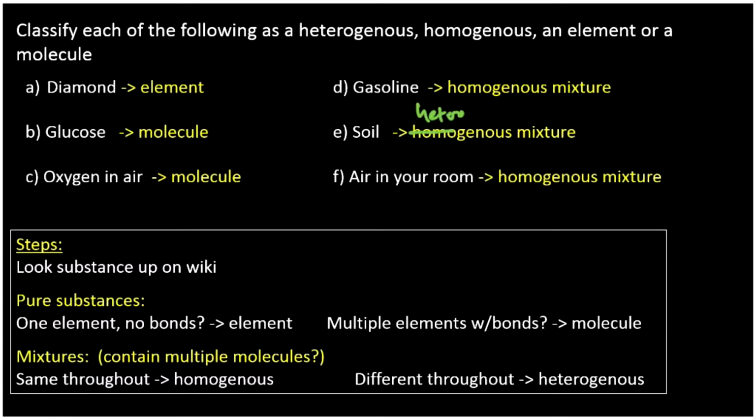All right, so that is how, in practice, we can go through a list of substances and figure out what they are. Hopefully now that you've done it and you've Wikipedia'd some, you can begin to look at substances and in some cases know what they are even without looking it up on Wikipedia.